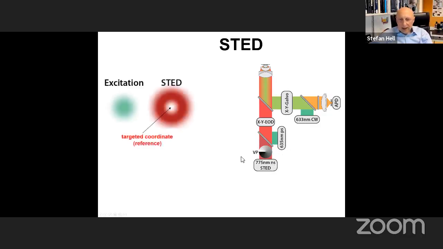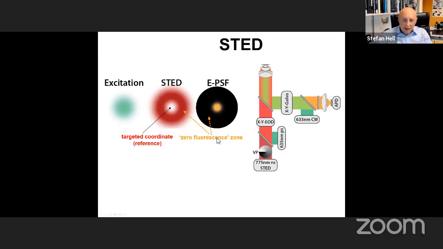STED, you know, there is an excitation beam, there's a STED beam shaped as a donut, and of course the STED beam, and that's a characteristic of STED, targets a coordinate in sample space, namely the zero of the STED donut defines very precisely the region in which the molecules are still allowed to emit, because where the donut beam is strong enough, there is no fluorescence, there's nothing coming back. Now keep in mind, MINFLUX, of course, was about having a point with zero fluorescence. And so instantly the question comes up, can we use this zero fluorescence zone in order to do something like MINFLUX, but with the STED beam?